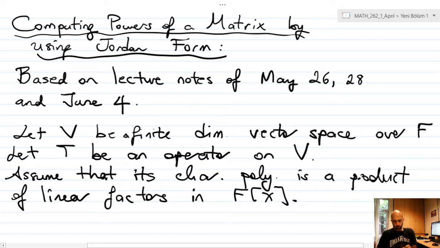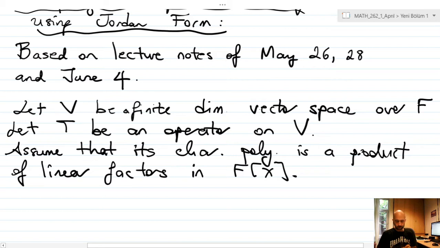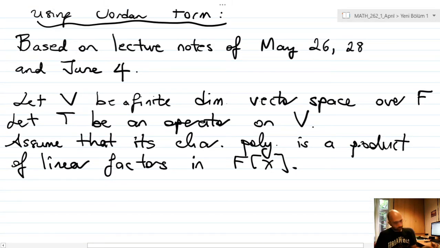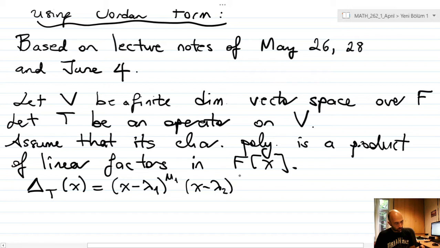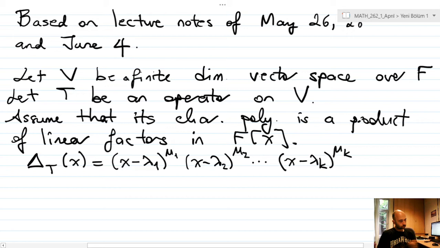Okay, so these factors may be repeated. Let's write it in the following form. So this is the characteristic polynomial delta_T(x). Suppose it is of the form (x - lambda_1)^mu_1 (x - lambda_2)^mu_2, and this goes on until some point, (x - lambda_k)^mu_k. Okay. Then we know several things about T.